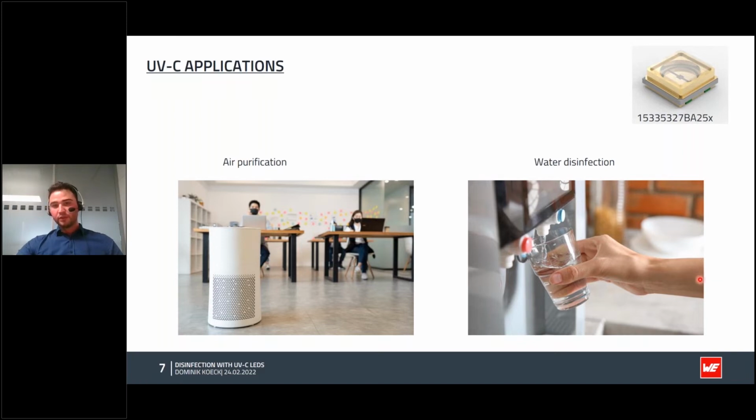In the future, what's getting more and more important is the water disinfection. UVC treatment of water has already been around for a couple of decades, but now it's starting to get interesting to do water disinfection using UVC LEDs. And I will also show an application example of this later.